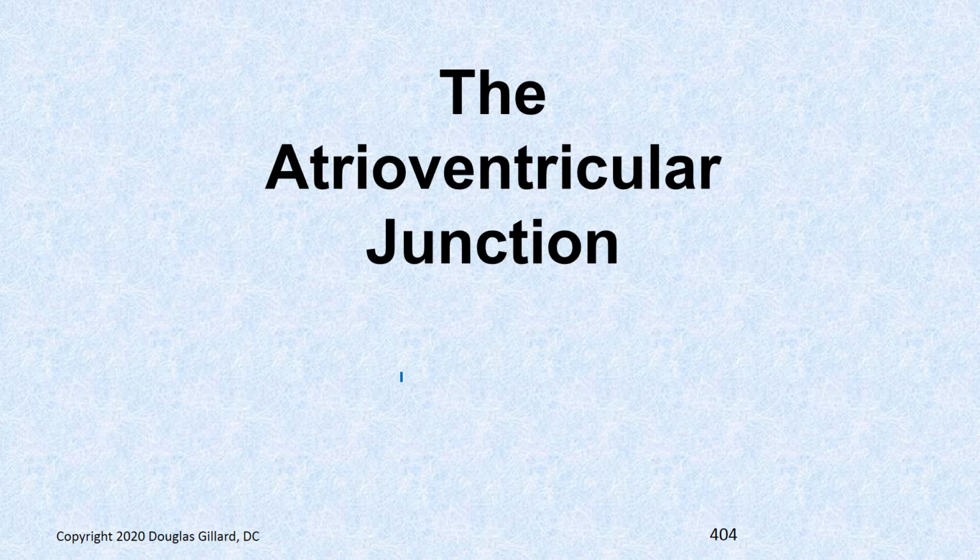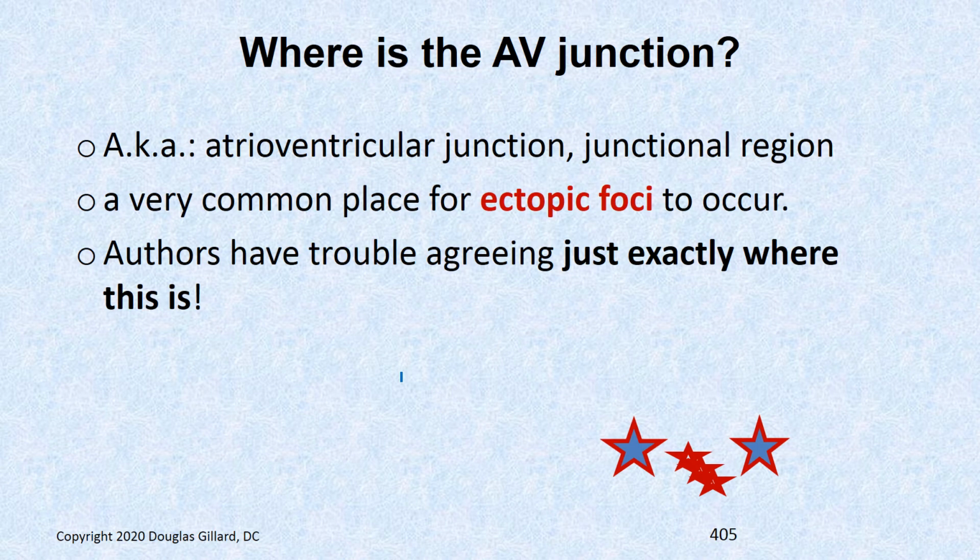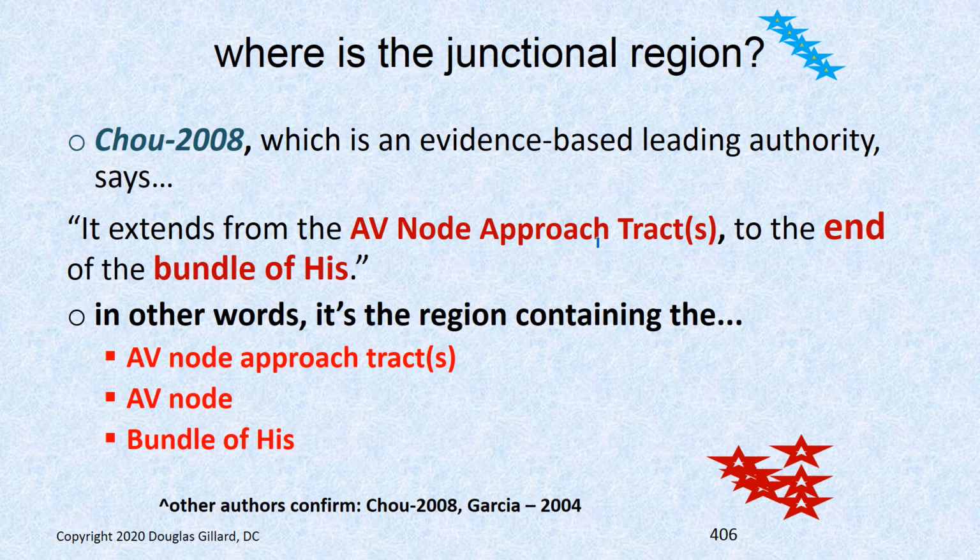All right, now I mentioned the junctional region, and some of you are going, what is that? So let's talk about the AV junction, otherwise known as the junctional region. Where the heck is this thing? It's a very common place for ectopia to occur. I can use that word ectopia again. Matter of fact, let me write that: ectopia. I don't think I stressed the importance of that word. It's a very common place for an ectopic foci to occur, same as saying ectopia.